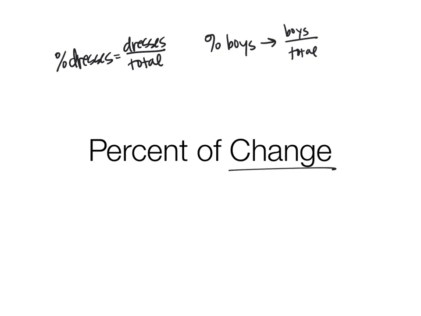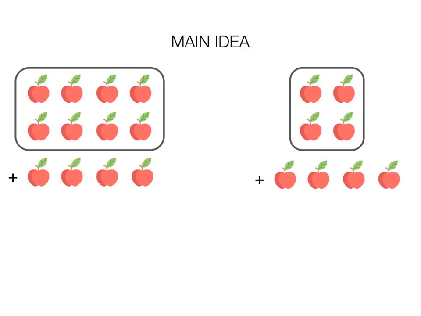If I'm trying to find the percent of change, I'm comparing the change to something. And in this case, we compare it to the original. And here's why. Let's say that I have 2 bushels of apples. Bushel number 1 has 8 apples and bushel number 2 has 4. Now, if I'm adding 4 apples to each bushel, they're both changing by the same amount, but they're not both changing by the same ratio or the same percent.